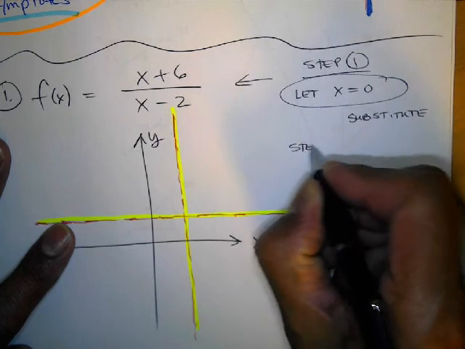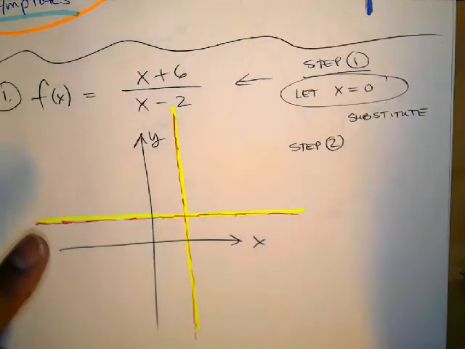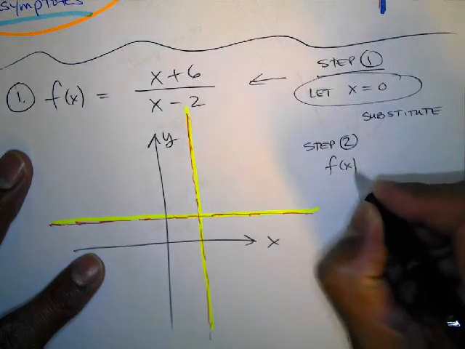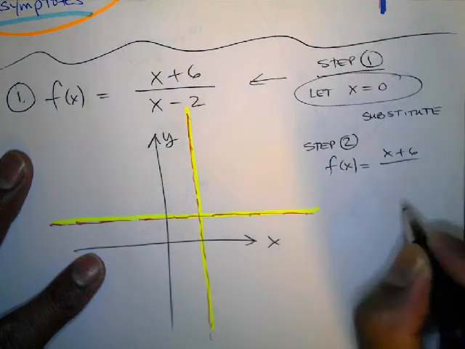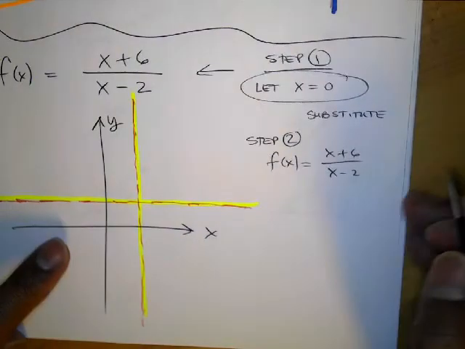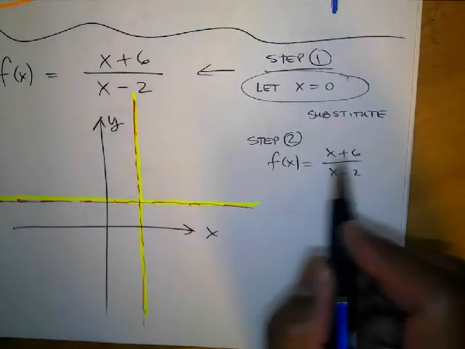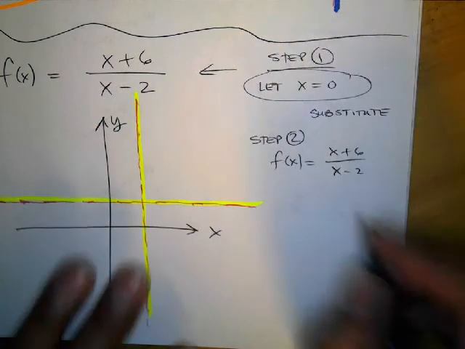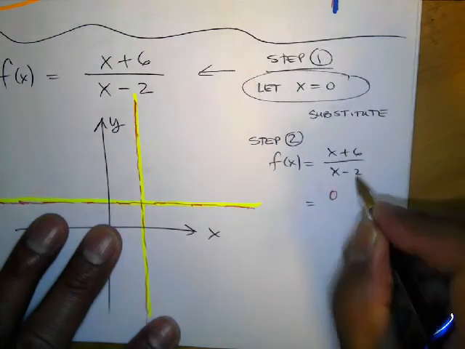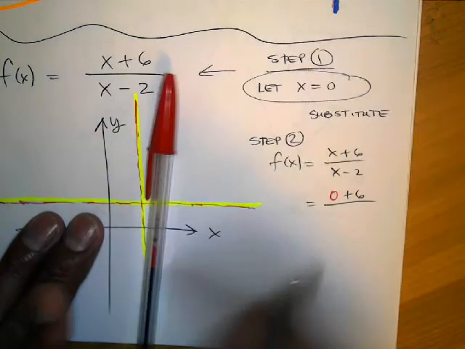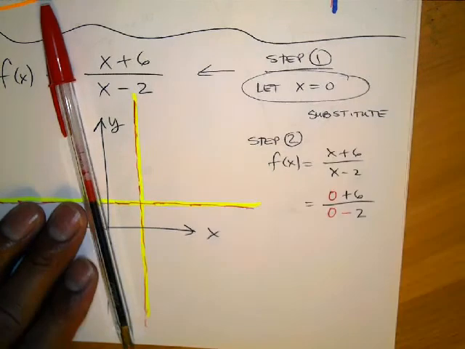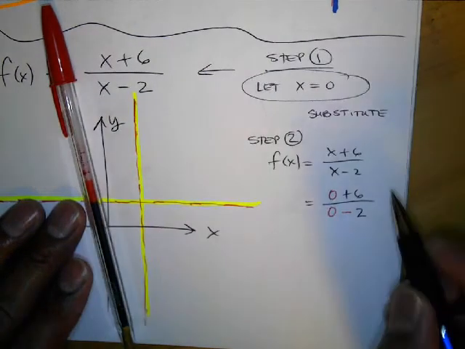So if I substitute, which is now step two, wherever I see an x, let me write it again. f of x is equal to x plus 6 over x minus 2. If I substitute a 0 everywhere there's an x, that would look like what? Well, that would be 0 plus 6 over 0 minus 2.